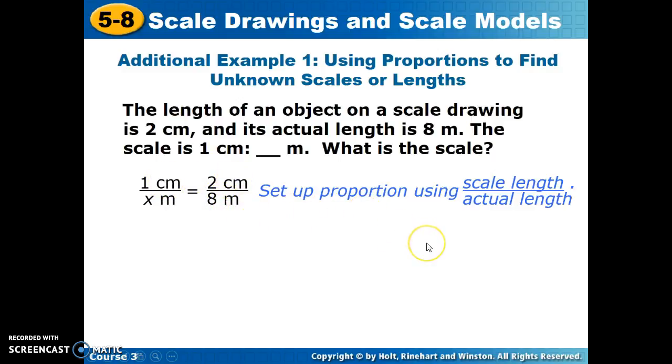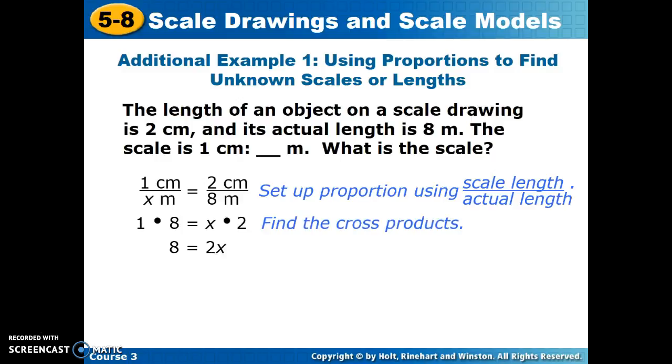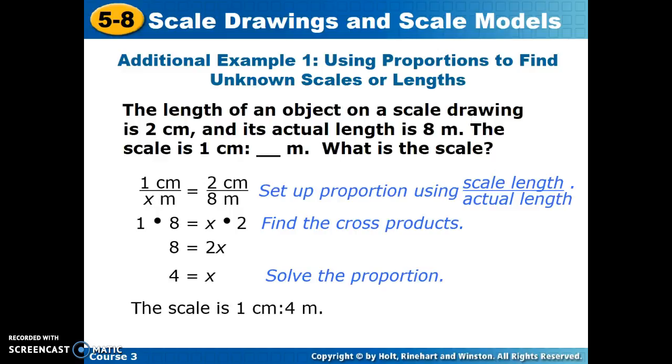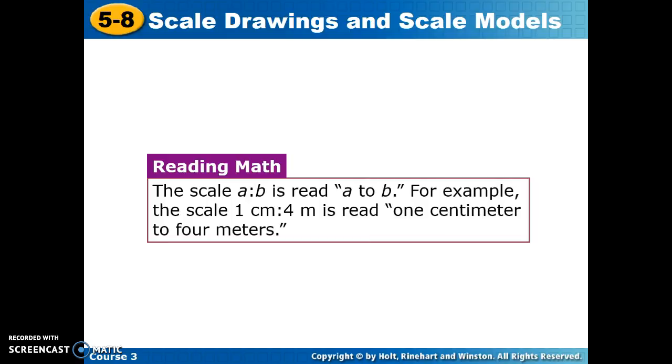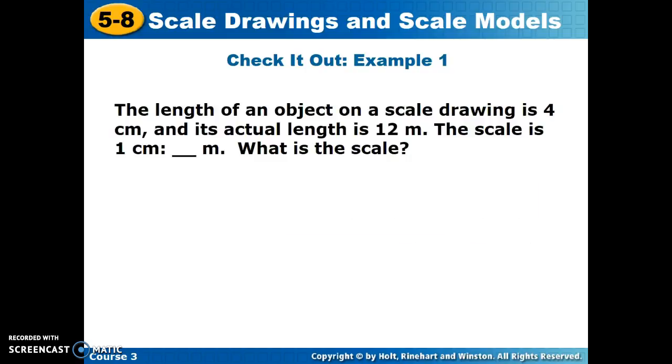From here you can solve it however you would like. Cross multiply, find a unit rate, look for a pattern and a multiplier, it doesn't matter. Either way you'll get an answer of 4 for x, which would be 4 meters. Try this one and see how you do. Hit pause, and we're back.